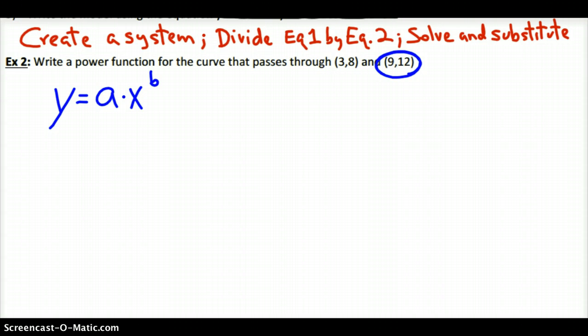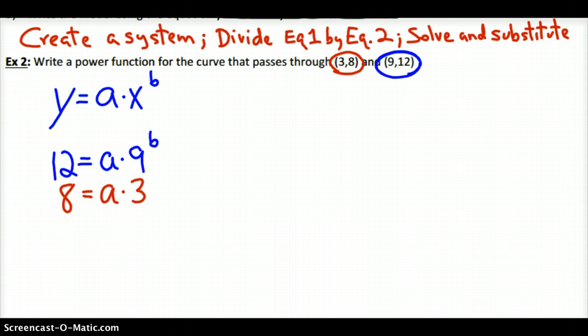Again, I want to take the bigger x ordered pair, and I'm going to circle that in blue, and so I'm going to say my y, which is 12, equals a, my x is 9, and b is b. Similarly, I'm going to take the other point and write it in red here. So I'm going to get 8 equals a times 3 to the b. So here's my system of equations here. And so I created my system.